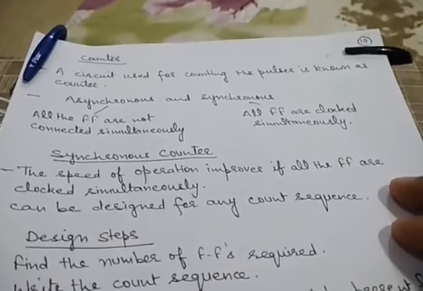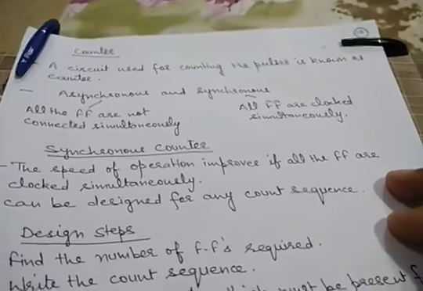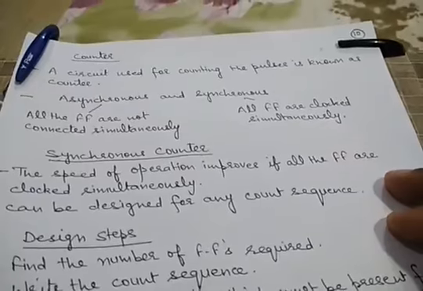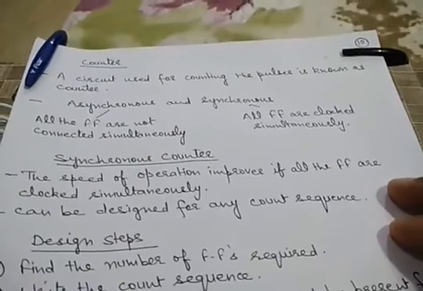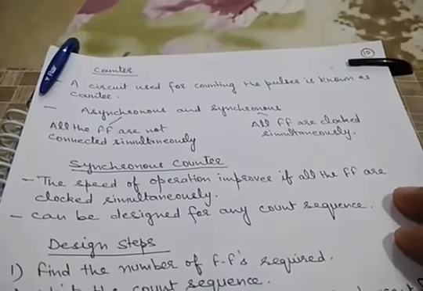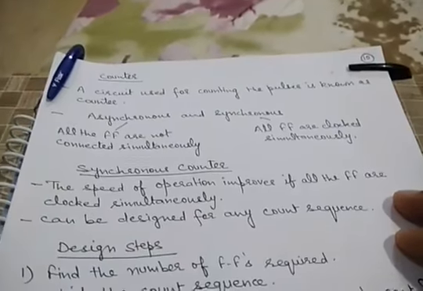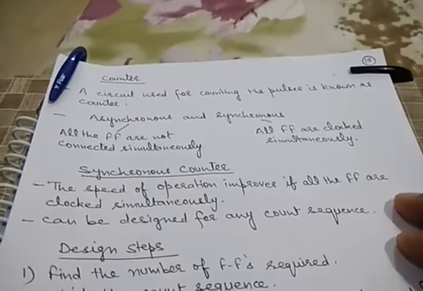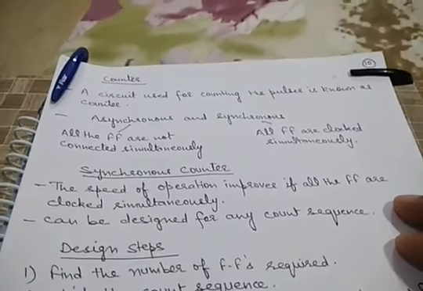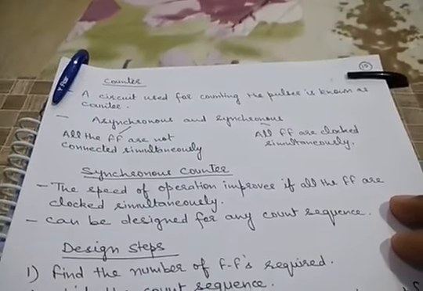What are asynchronous counters? In case of asynchronous, all the flip-flops are not connected simultaneously. Like I will be applying the clock pulse to the first flip-flop, then the output will be obtained from the first flip-flop which is applied at the input of the clock for the second flip-flop, and the output of the second flip-flop will be applied as the clock for the third one. In case of synchronous counter, all the flip-flops are clocked simultaneously, means we are applying the clock at the same time to all the flip-flops and all the outputs will be obtained at a single clock pulse.